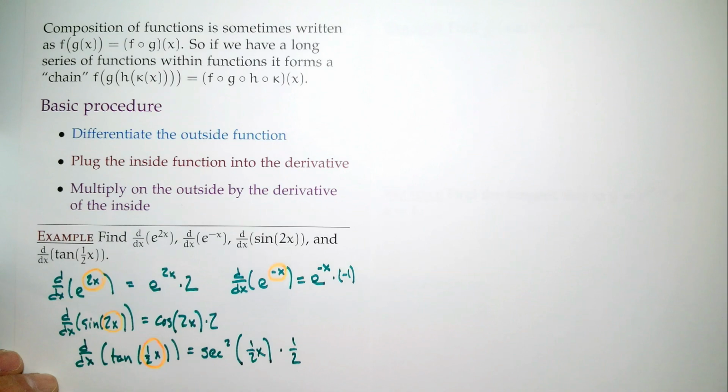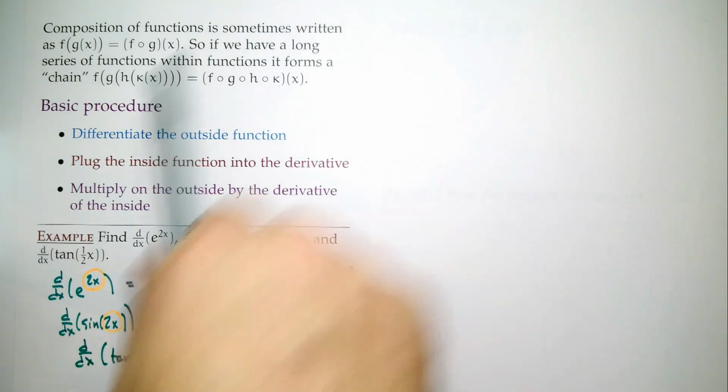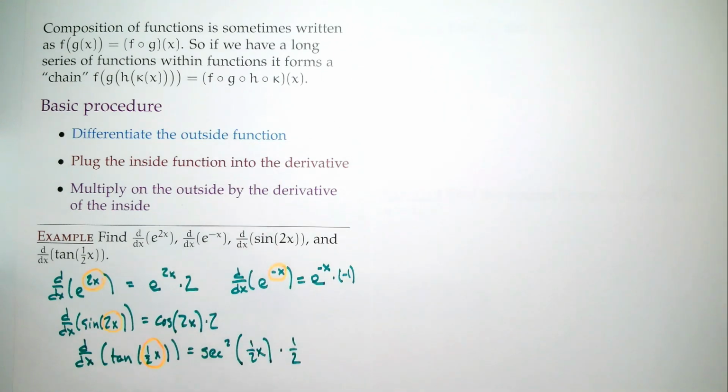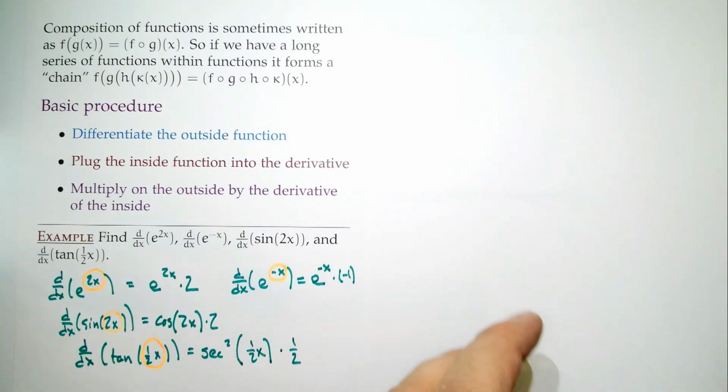times 1/2. Now, if you go back to the notes from last time, you might remember it took us about a whole page to take the derivative of tangent of 1/2 x and end up with 1/2 secant squared of 1/2 x. So this is a little bit faster. So maybe it's better. Okay.